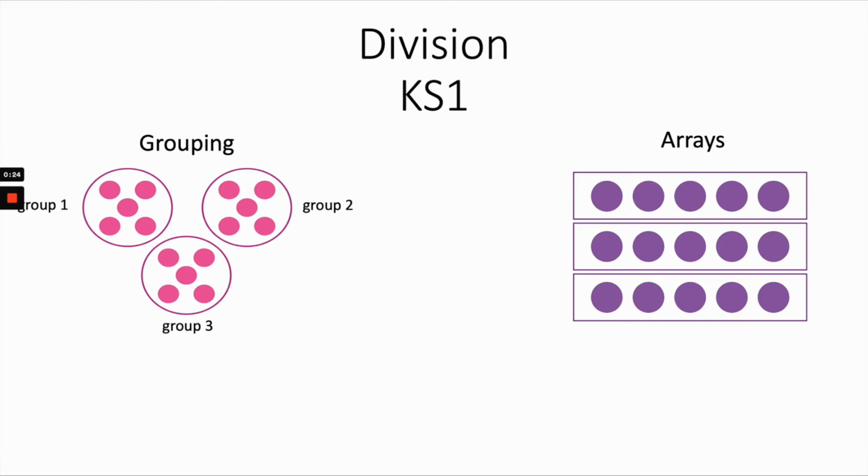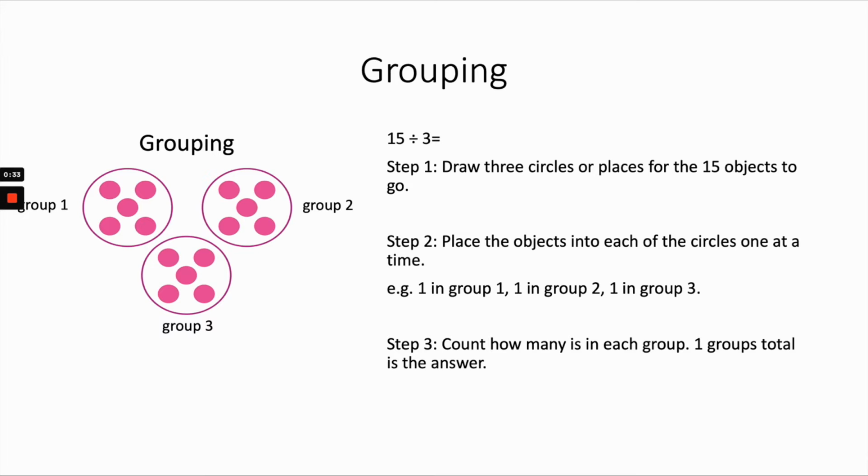So division in Key Stage 1, there are two key strategies used by the children which include grouping and arrays. So when grouping, the children will need to identify the divisor. So here we have 15 divided by 3. So we need to draw 3 circles to place those 15 objects or 15 dots into. Then we will work by placing one in each of the groups and then a second one in each of the groups and work through until there are none left.